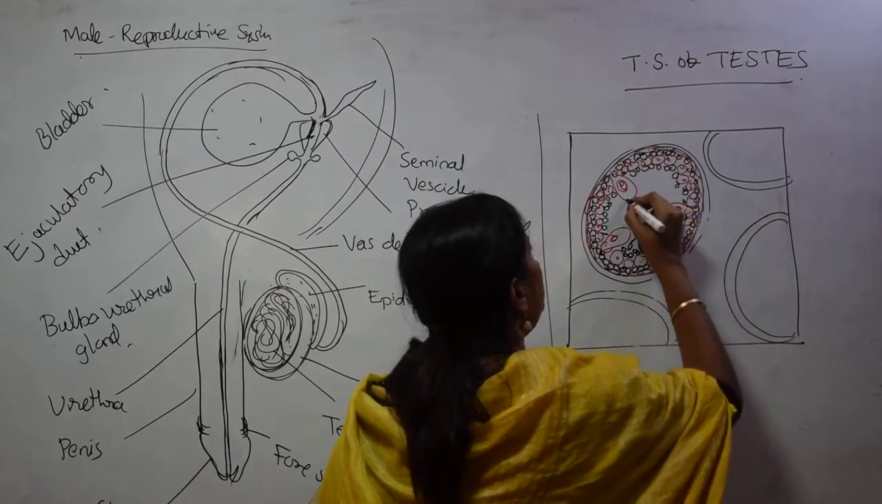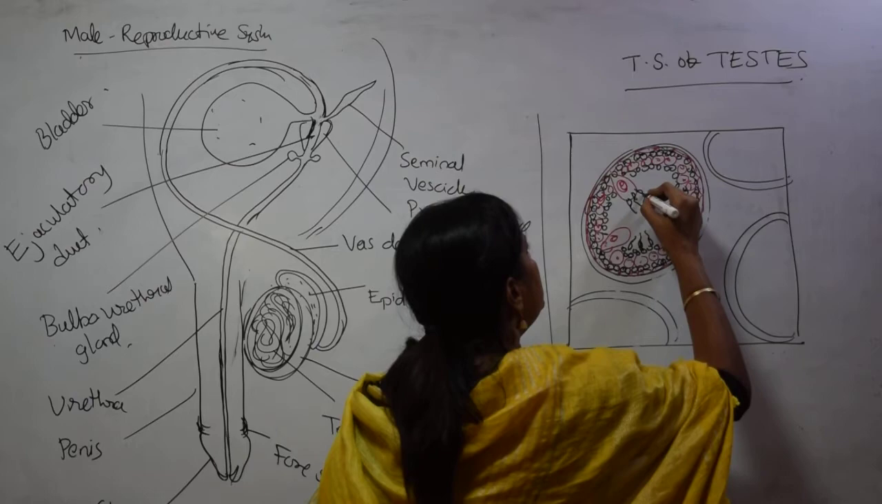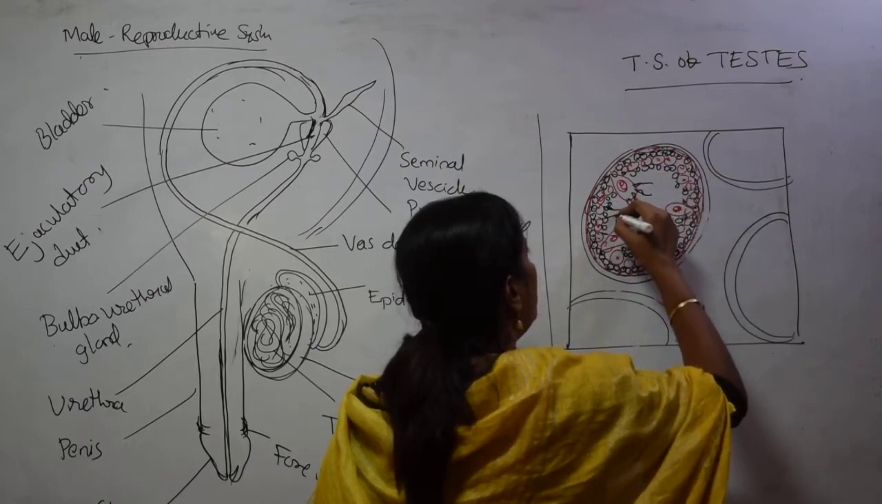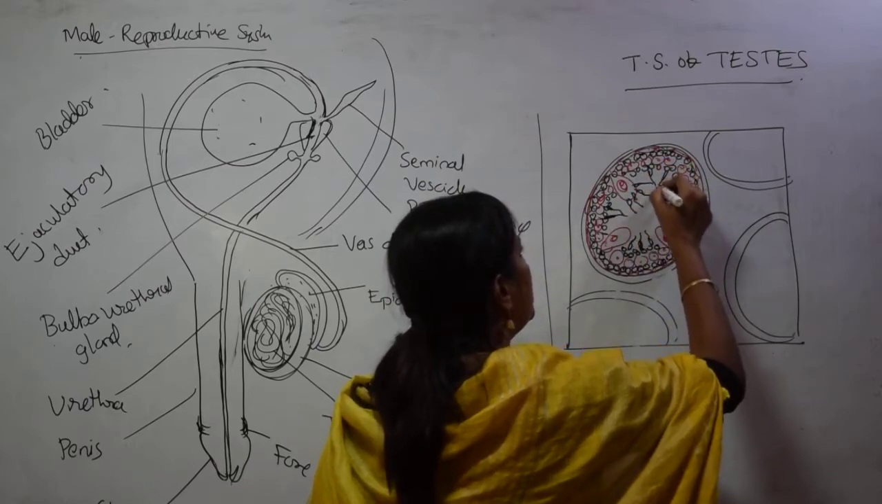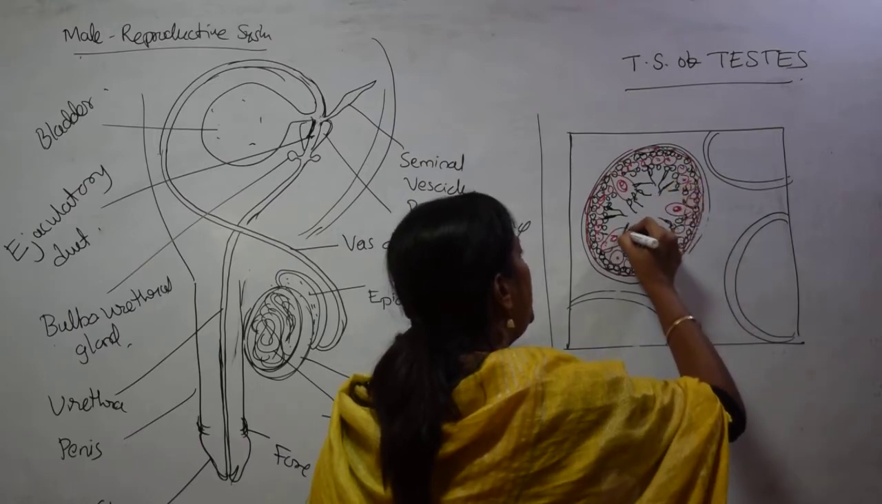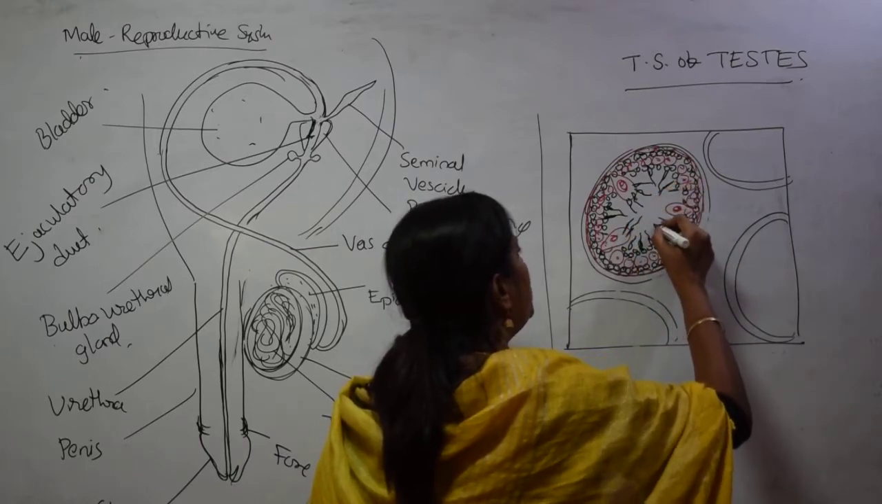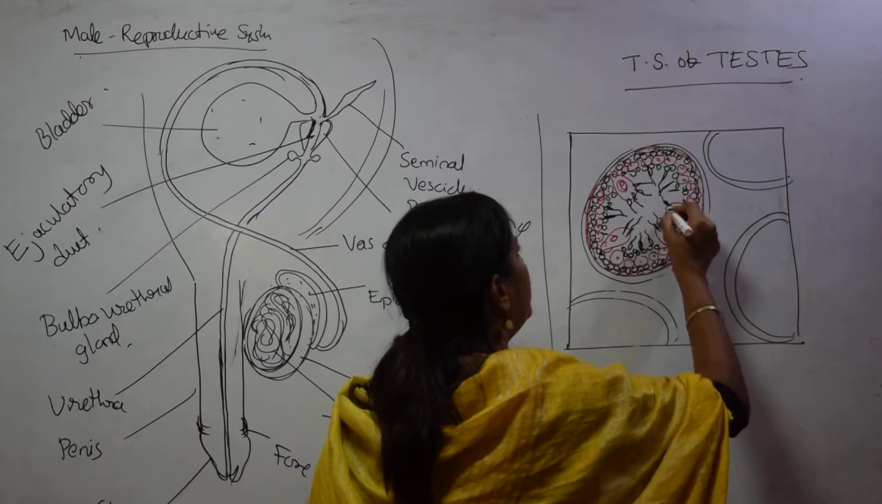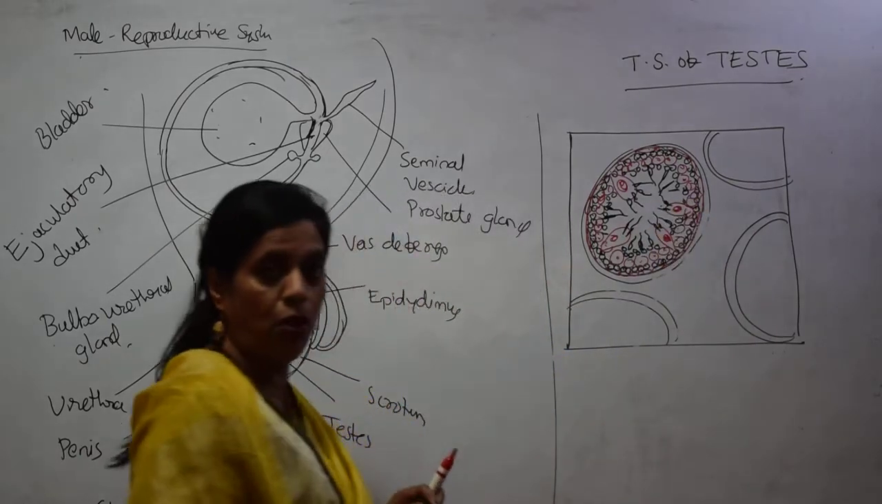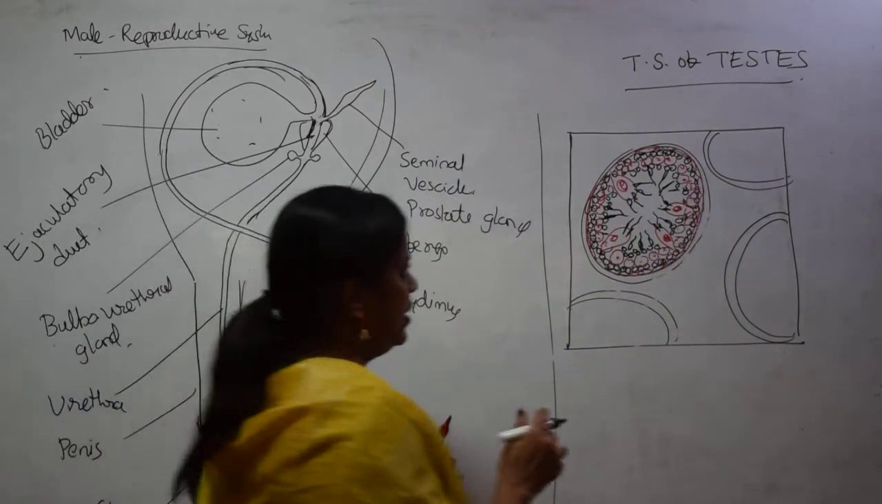Then these should normally be attached to the Sertoli cell. The Sertoli cells I drew, these are the sperms, these are the Sertoli cells. Okay, let me label all of them now. Whatever I am drawing here are the sperms, right? Okay, let me label all of them one by one. You understand what I am drawing.